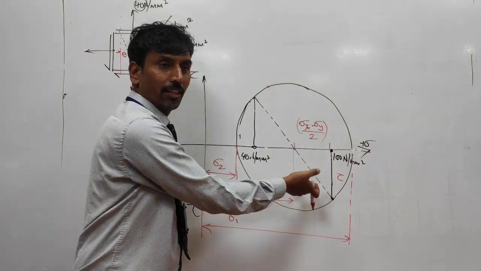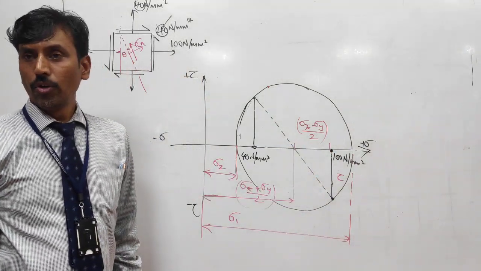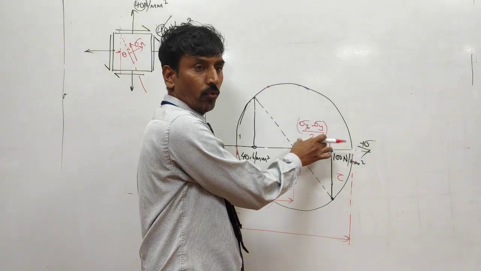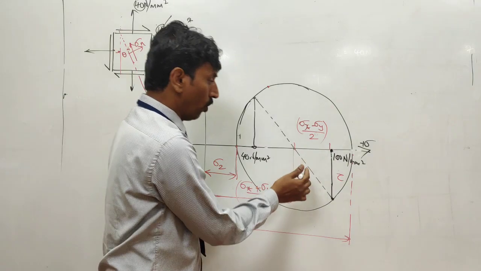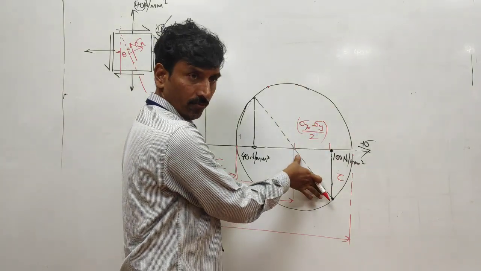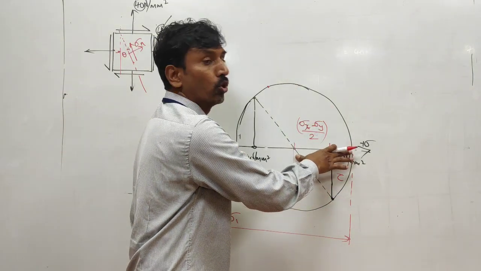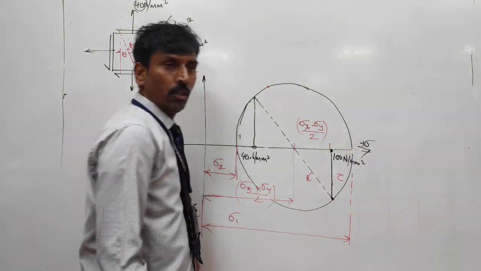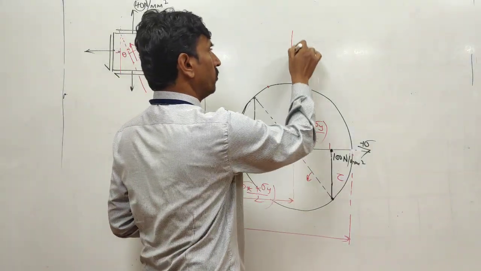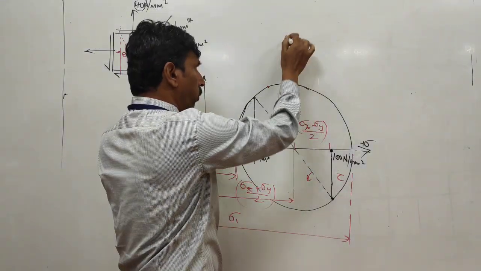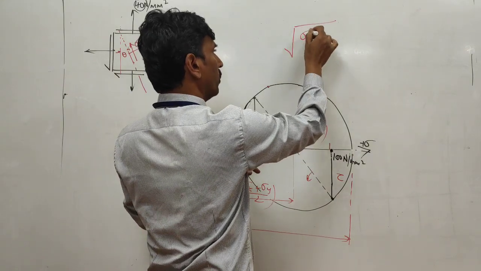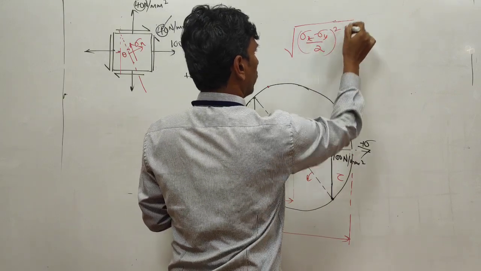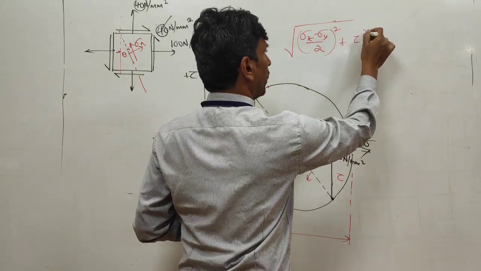Knowing these two, then what is this? Okay, how do you define hypotenuse? So hypotenuse square is equal to the sum of the adjacent square and this. Suppose if you want this radius, now this radius is nothing but under the root, sigma x minus sigma y divided by 2 whole square plus tau.